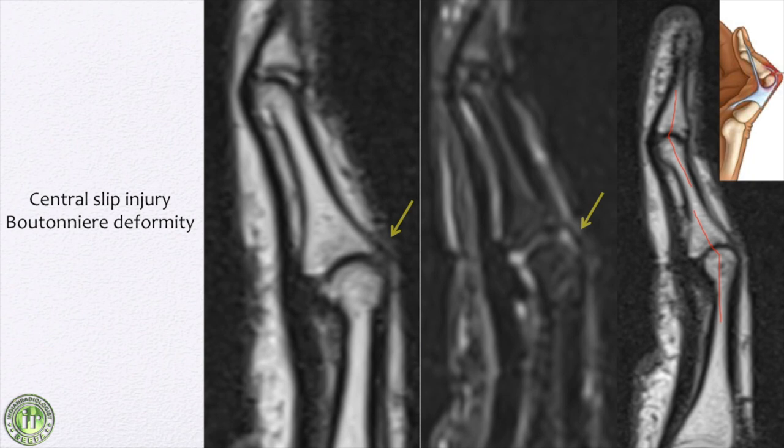Now, why do you call it a Boutonniere deformity? When you button a shirt, the button goes through the shirt and attaches. Similarly, assume that the lateral bands are nothing but the hole and the joint is actually buttonholing through the gap between the lateral bands. And hence, it is called Boutonniere deformity.